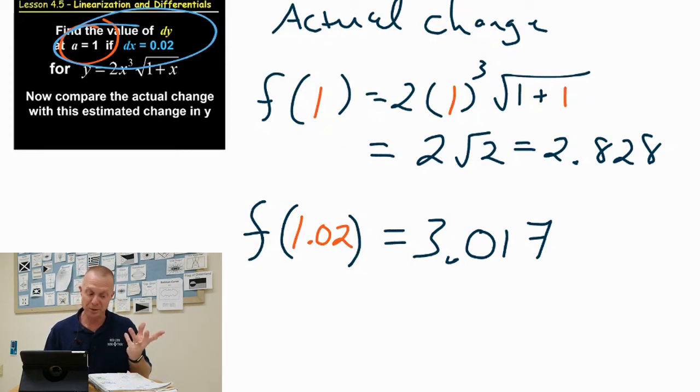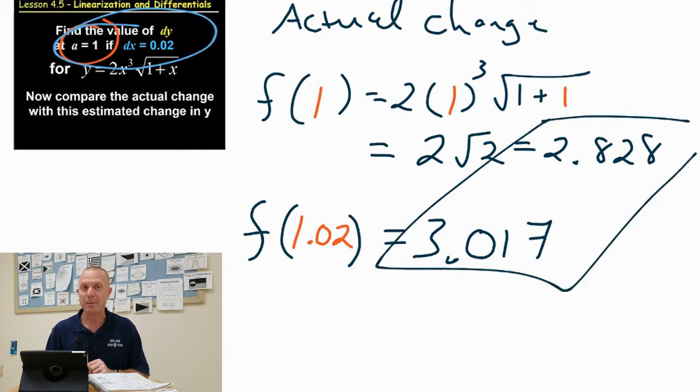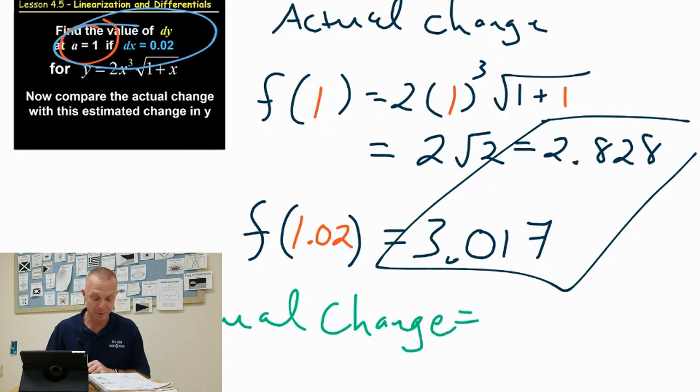We're just about there. Do you realize what we have to do with these two y values? That's right, we have to subtract them. Now, when you subtract them, you always subtract second minus first. So it's 3.017 minus 2.828. With all the decimals, we're going to end up with an actual change in y, when I subtract these numbers, of 0.189.